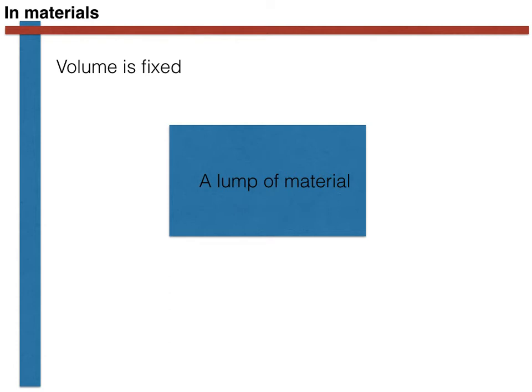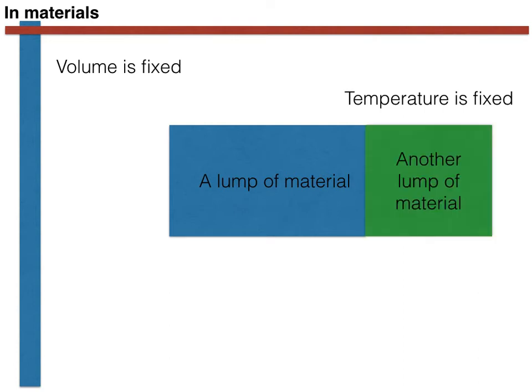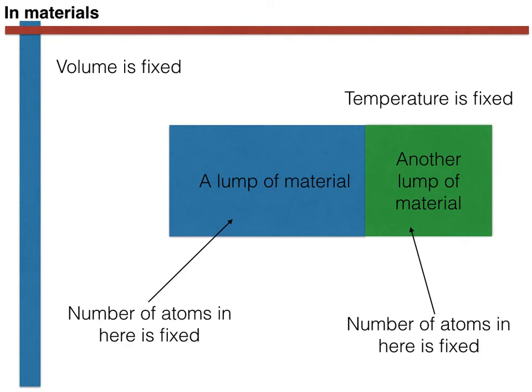A second thing we could do to this system is that we could heat it up. This would change the temperature of the material. We could thus conclude that in the absence of an external stimulus, the temperature of the lump of material will be fixed, and that the temperature of our lump of material, the system, will be the same as that in the surroundings, the environment. Let's last of all place our lump of material in contact with a second lump of material. In the absence of any external stimulus, the number of atoms in the blue lump of material will stay fixed, and the number of atoms in the green lump of material will stay fixed.